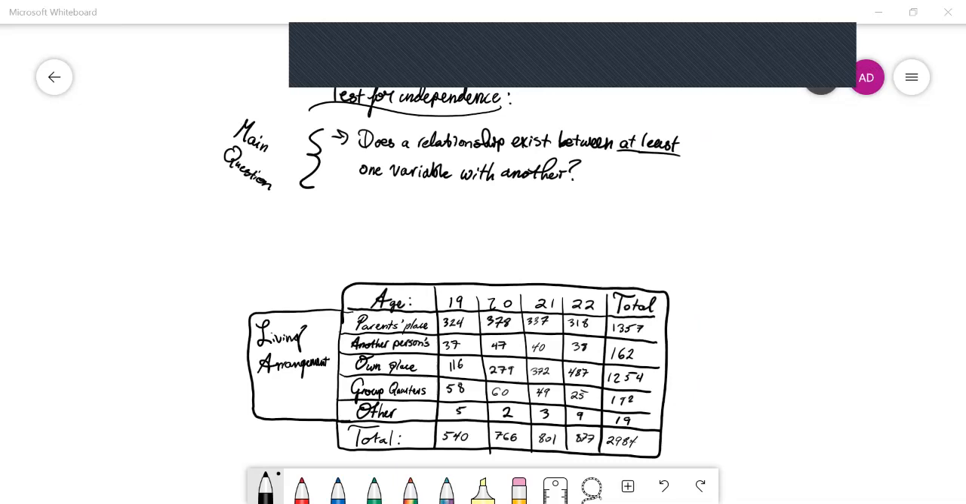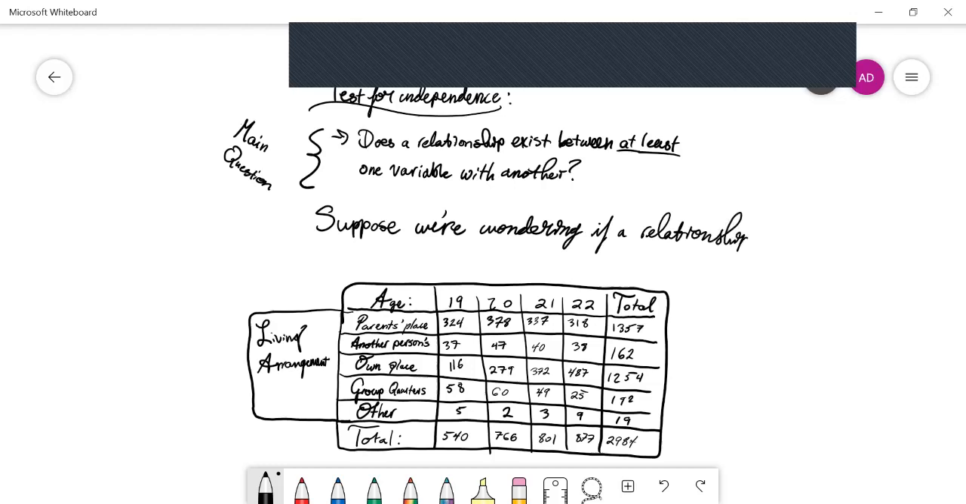So we've got this table that I just finished drawing. And let's suppose we're wondering if a relationship exists between age and living situation.